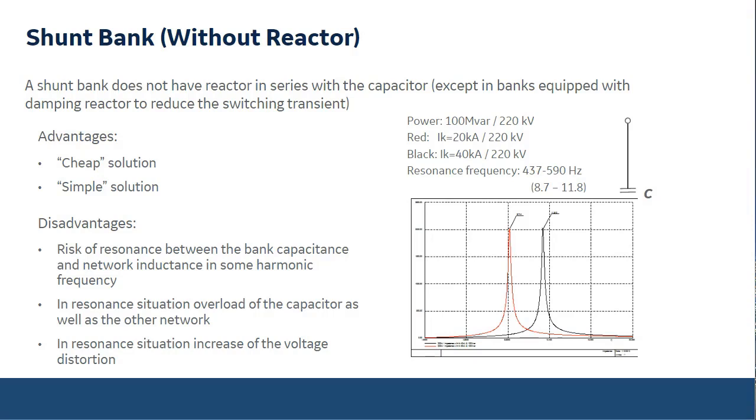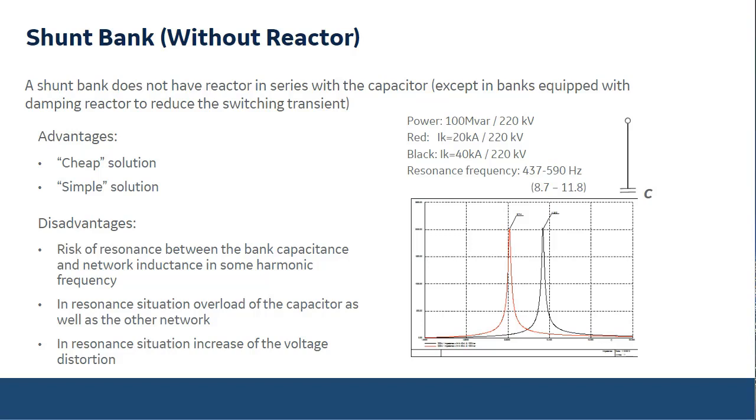In the diagram at the bottom right, you see there are two curves, the red curve and the black curve. They are for two different short circuit powers of the network. You can see that the resonance frequency of the network changes when you change the short circuit current or short circuit power of the network. In this example, you can see that it varies from 8.7 to 11.8.